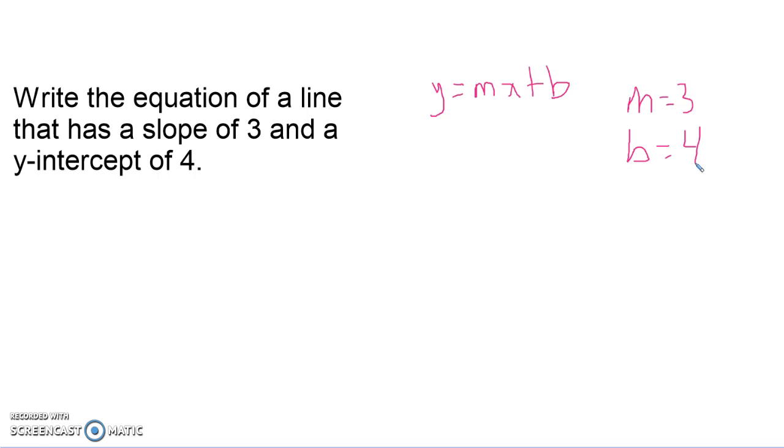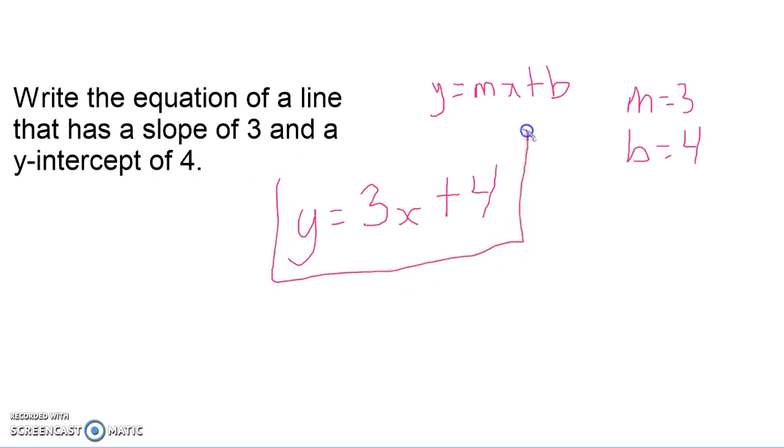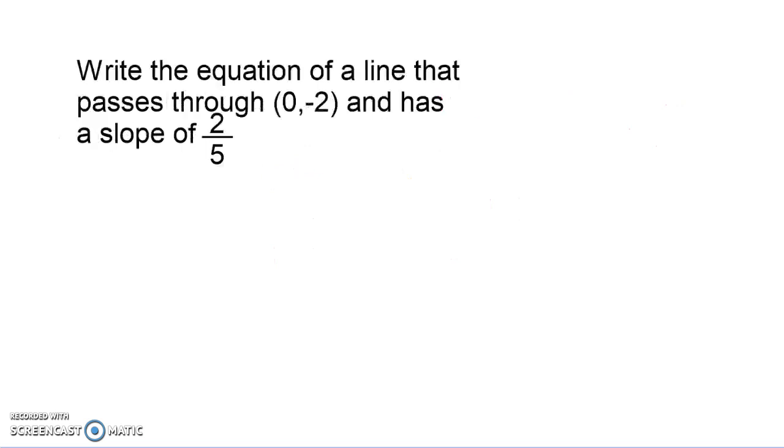All right, so all we have to do is keep the y and the x, and plug in 3 for the slope, which is m, and 4 for the y-intercept, which is b. So in this case, we would end up with y equals 3x plus 4. Notice how we kept the y and the x, and that would be the exact equation of that line. Let's move on to another example that is just like that.